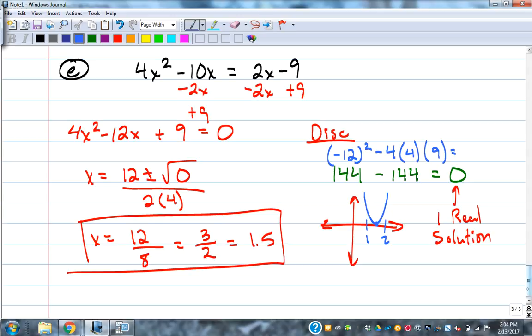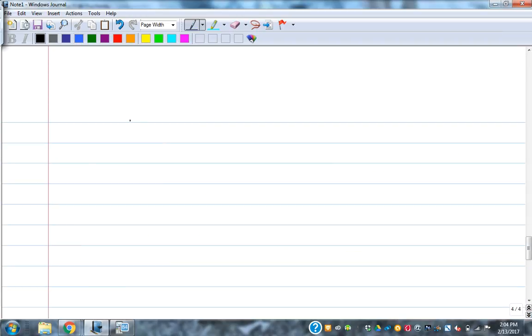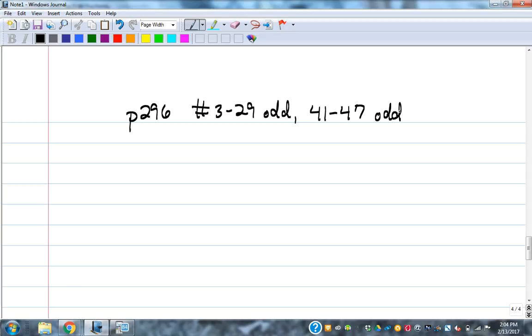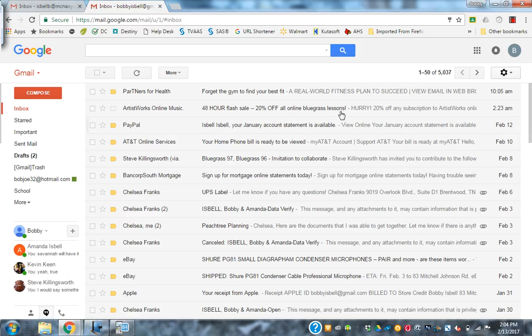All right. So here's the skinny for today. Page 296, 3 through 29, odd. 41 through 47, odd. The kind of schedule for the rest of the week. Let me stop the recording here so I can tell you.